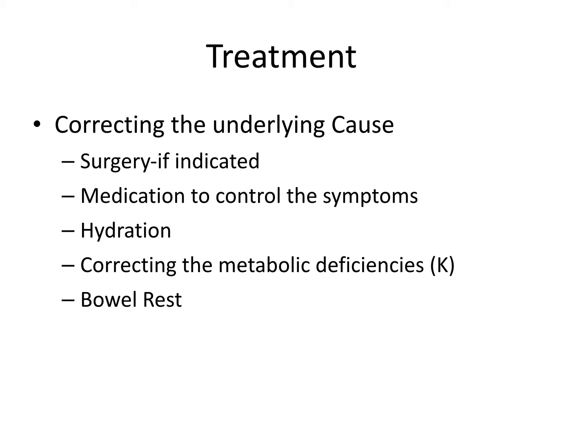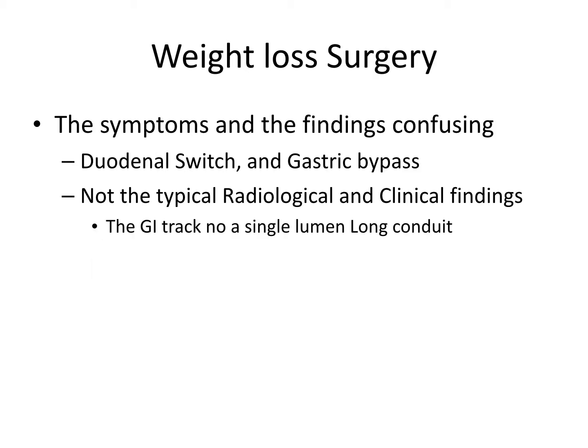Also, bowel rest is critical in resolving the patient's bowel obstruction, especially if it's after a surgical related issue. This is why patients have a nasogastric tube placed for some time to allow for the bowel to rest. When it comes to weight loss surgery, bowel obstruction presents with a confusing set of pictures. Specifically, when we're talking about duodenal switch and gastric bypass, this is because the GI tract, and we'll talk about this on the next slide, has two parallel limbs, so the typical presentation may not be as obvious.